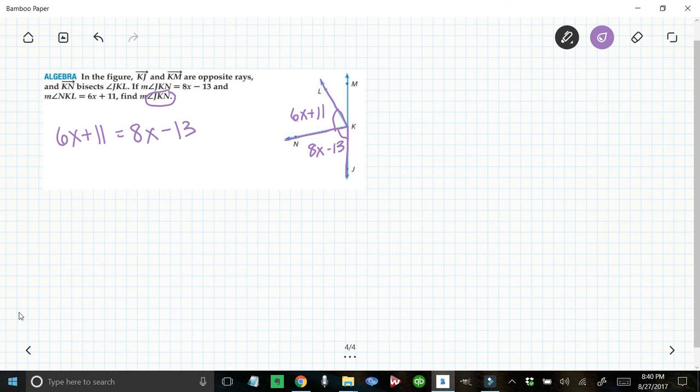Okay. Okay, so back to the math. We have to subtract 6x from each side, and then we have to add 13 to each side.